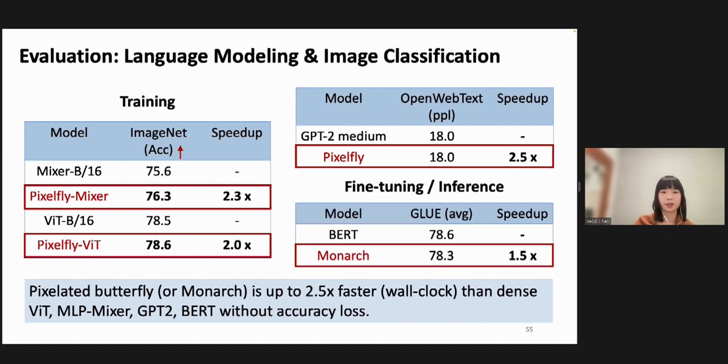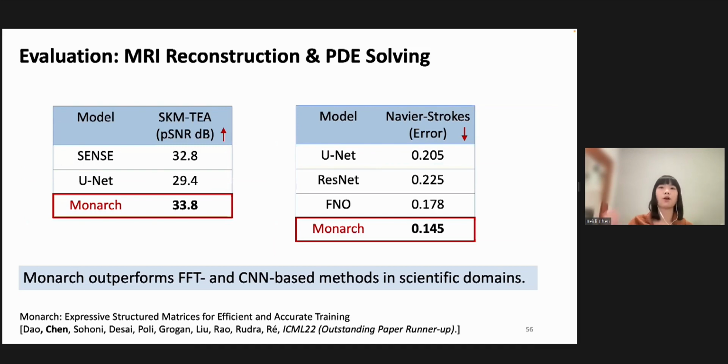And the third one is fine-tuning BERT. The table on the bottom shows the Monarch matrices fine-tuned model with very similar quality to the dense BERT model, but 1.5 times faster in speed. And also two tests, where we show Monarch outperforms FFT and CNN on MRI reconstruction when there's a need to weight different frequencies for de-aliasing problems, and on applications like partial differential equation solving when there are non-periodic boundary conditions, because Monarch can generalize the Fourier transform.